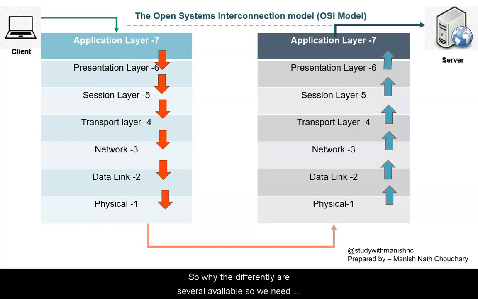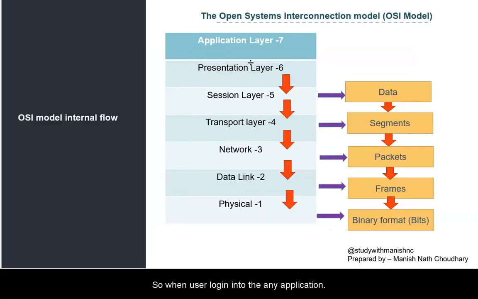So why are the different layers available? We need to understand it in the next slide. When a user logs in to any application, he is using data in the fifth layer. And when he logs in to the application, it is transferring some data from client to server.